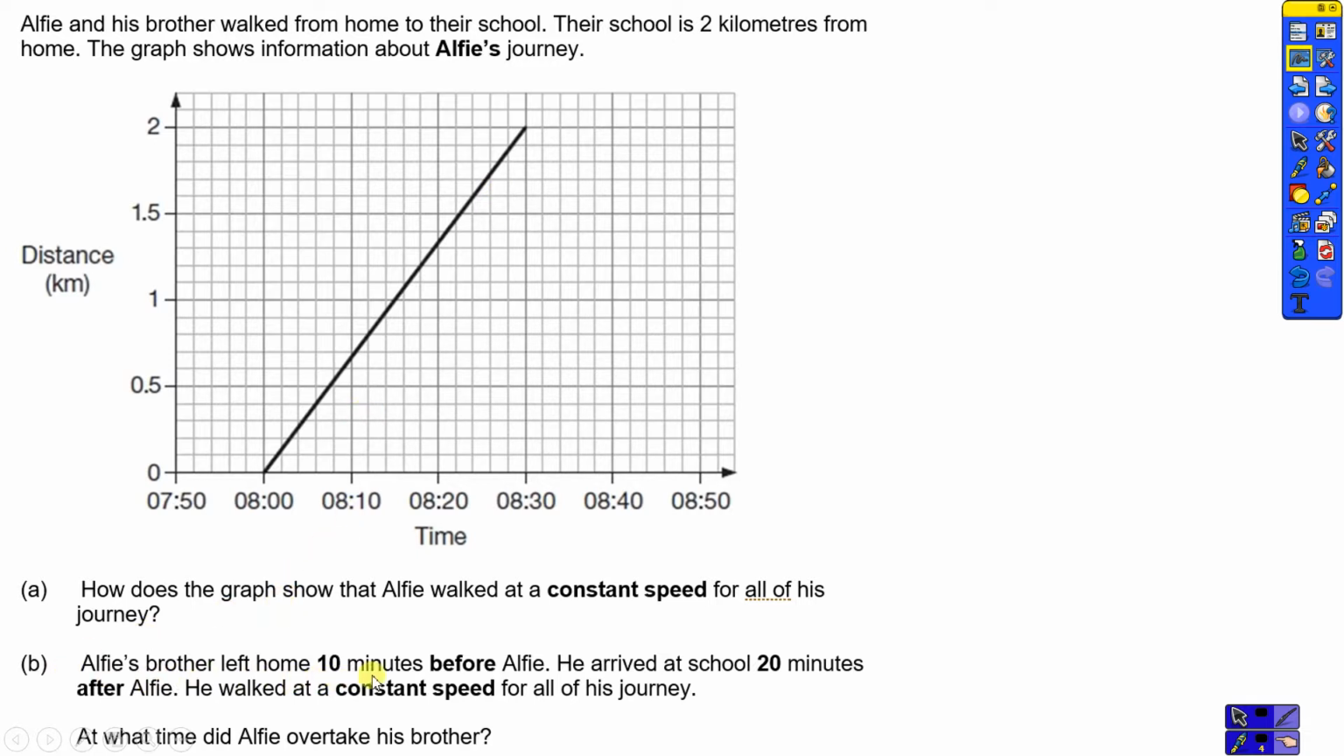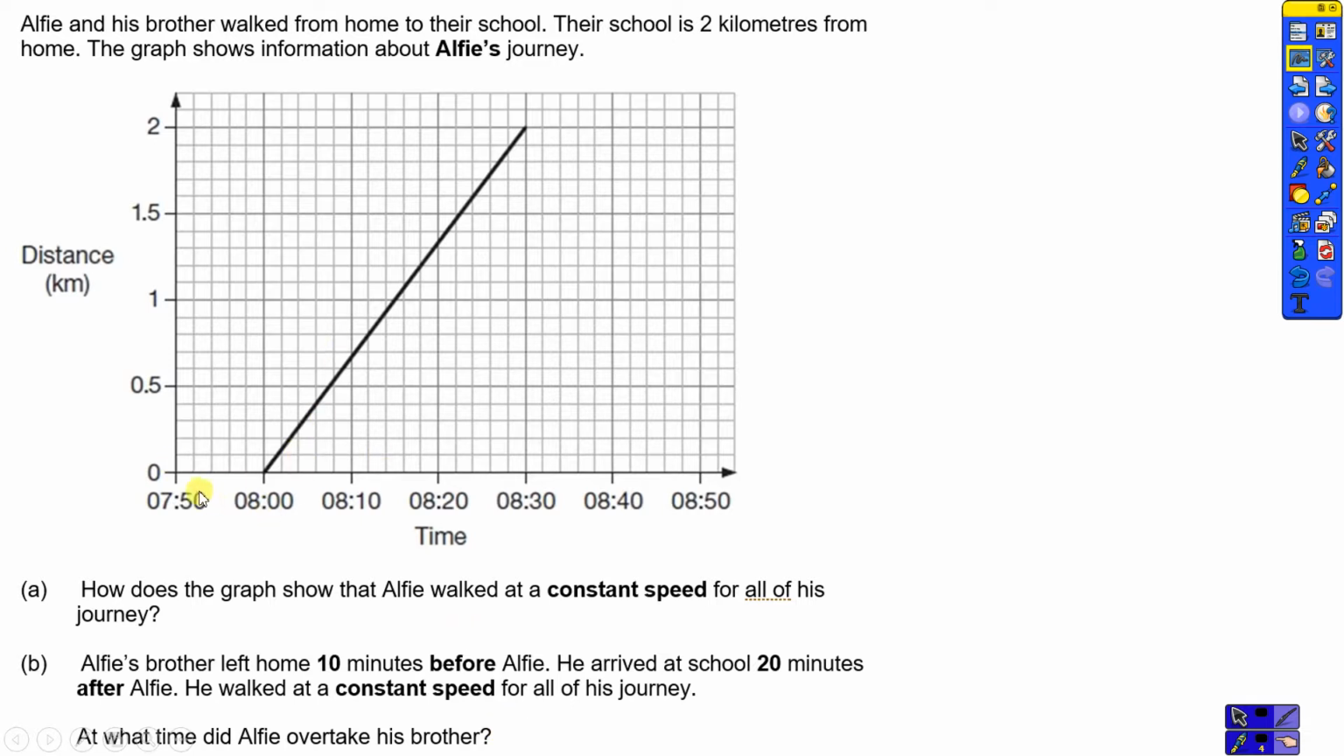Alfie's brother left home 10 minutes before Alfie. He arrived at school 20 minutes after Alfie. He walked at a constant speed as well for all of his journey. At what time did Alfie overtake his brother?